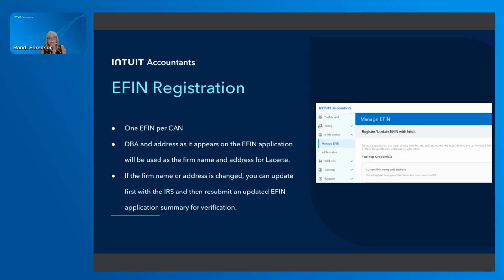The second thing is that the DBA and addresses have to be as they appear on the EIN application. So, part of the steps for getting set up in Lacerte is that you have to send this application into Lacerte, and then they're going to make sure that it's all set up with the same address and the same firm name. And I mean the exact firm name. And that's the way you get the two talking to each other.